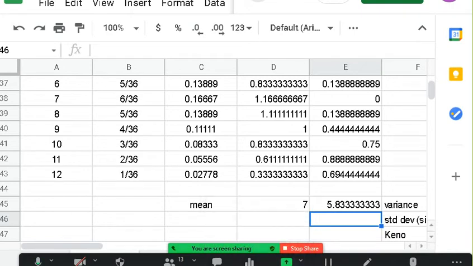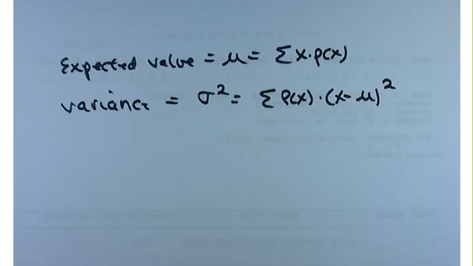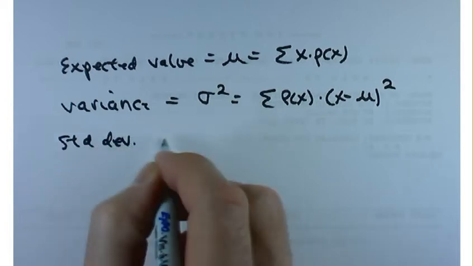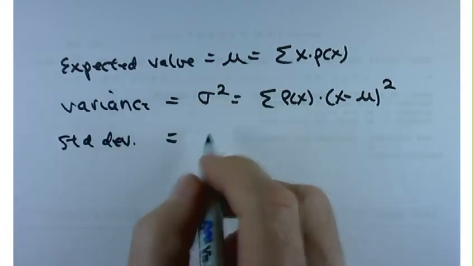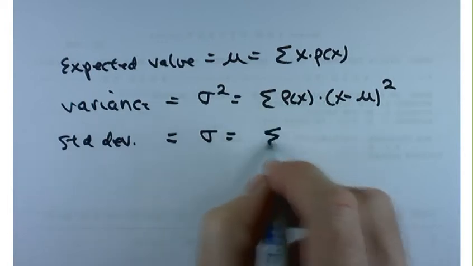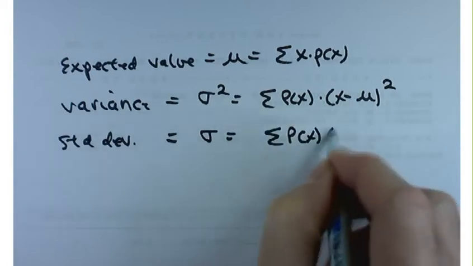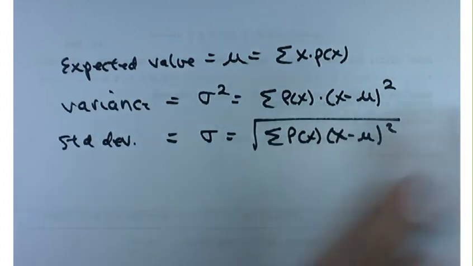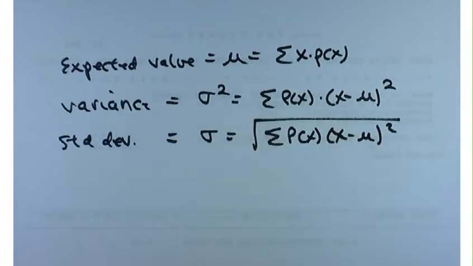Now for the standard deviation, let's go back to here. For the standard deviation, does anyone know how to calculate the standard deviation once I have the variance? Yeah, the square root of all of that. So all I need to do is take the square root of this now. And let's do that.